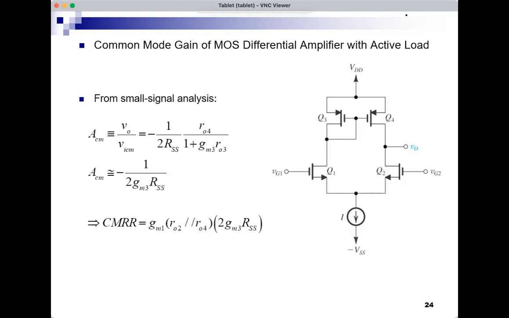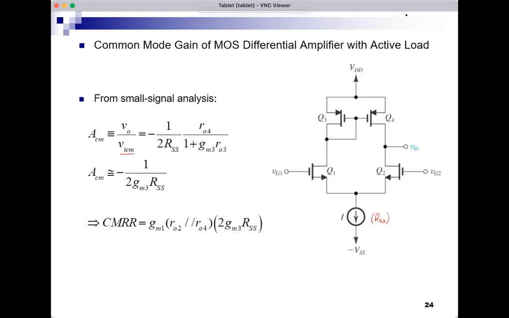Again, if we do small signal analysis and assume that the two inputs are equal, this will give me the ACM, the output over input when the two inputs are equal and both are VICM. So VO over VICM, we can show from small signal analysis, will be minus RO4 over 2 RSS. The output resistance of this is RSS times 1 plus GM3 RO3. Now this is much bigger than 1.